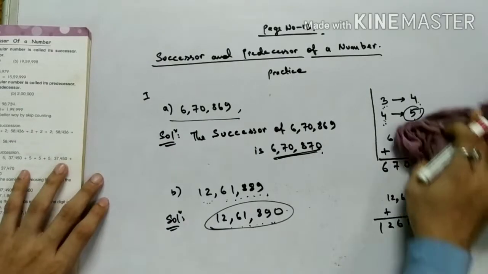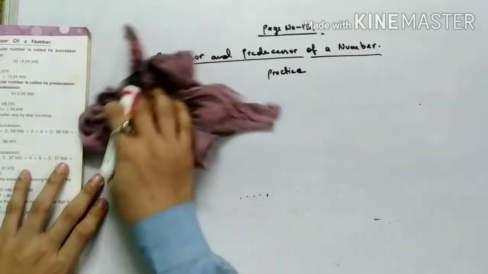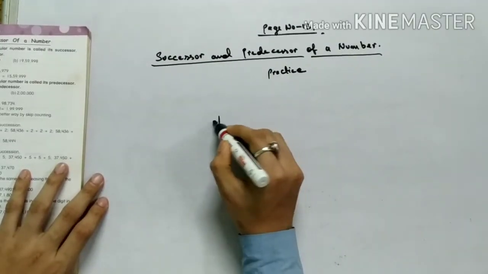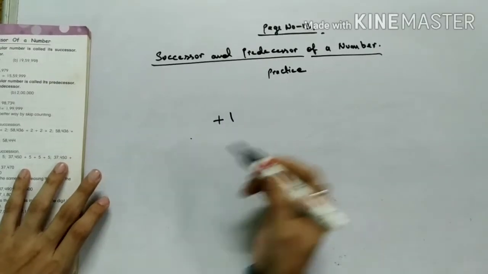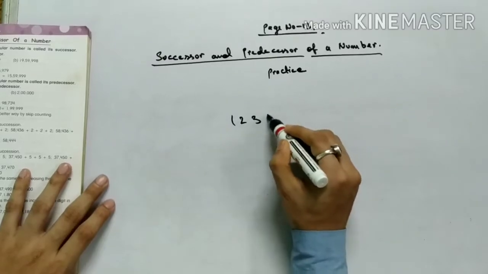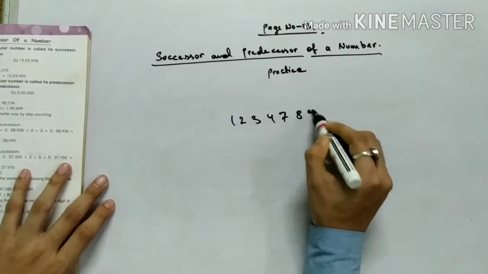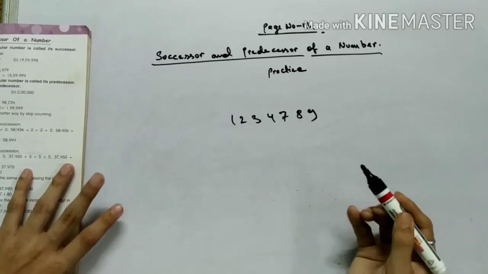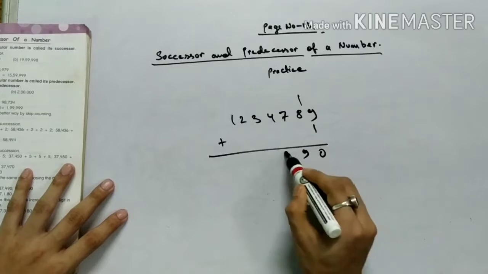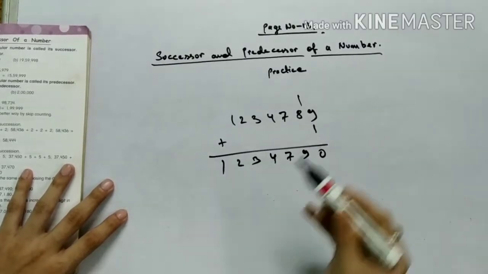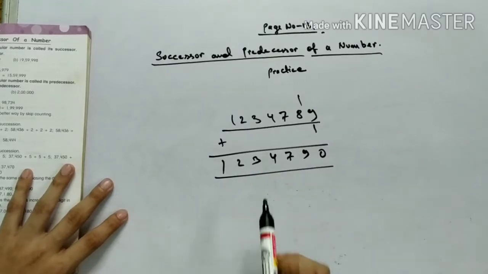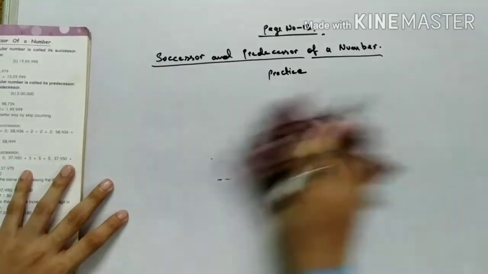So in here what we have learned, to find the successor of a number. Remember, it is very important. What I will do, I will add 1 to that number. Let's say if I am asked what is the successor of 1234789, what will you do? You will add 1 to this number. So therefore the successor of this number is this one. Understand? To find the successor, you will add 1.